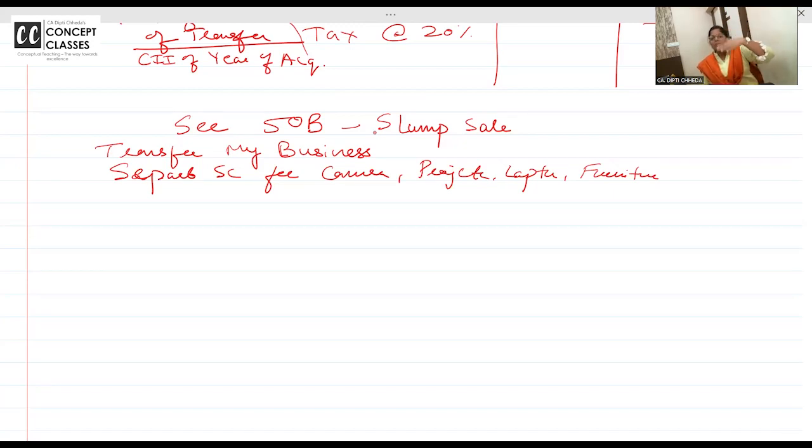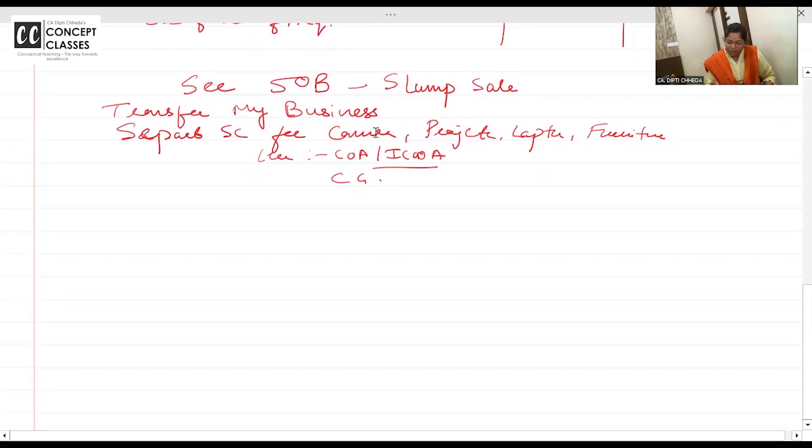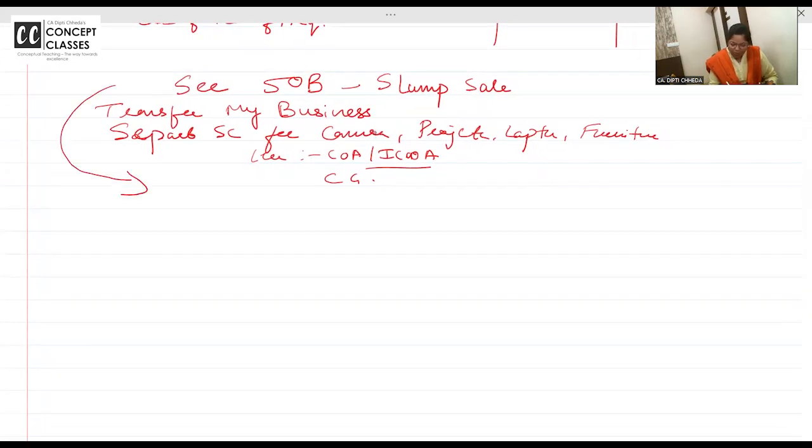So can I take separate sale consideration? Yes. And then I know the cost of acquisition or the indexed cost of acquisition, and I can calculate the capital gain. This is one way. Now they said this is quite time consuming. So they have come up with section 50B, which is optional.